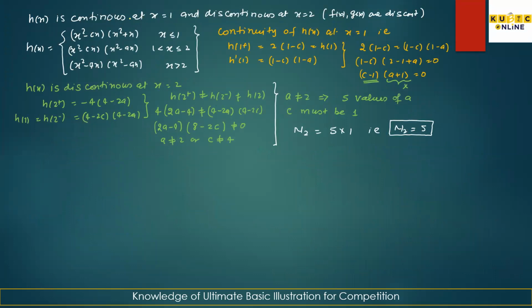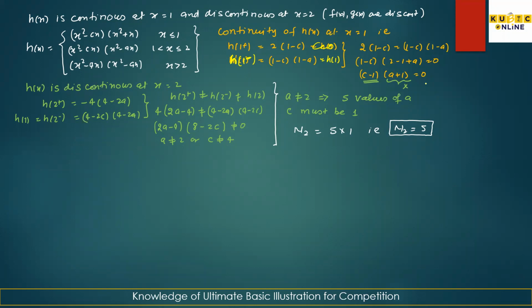So this is function h of x, and h of x is continuous at x equal to 1, so h of 1 positive equals h of 1 negative, and h of 1 negative is the same as h of 1. So now we get h of 1 positive equal to h of 1 negative equal to h of 1. So here we get 2 times 1 minus c equal to 1 minus c times 1 minus a. So now we get c minus 1 into a plus 1 equal to 0.